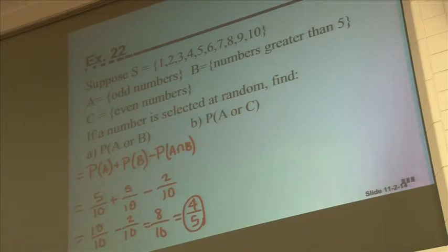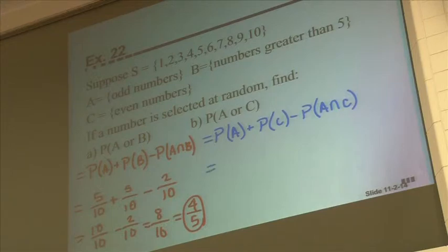Part B. Find the probability that you choose something from set A or something from set C. So, find the probability that you choose an odd number or an even number. Well, let's follow the formula first. That's going to be the probability of A plus the probability of choosing something from set C. And then again, you have to subtract anything that they have in common: minus the probability of A intersect C. Well, what's the probability of choosing an odd number?